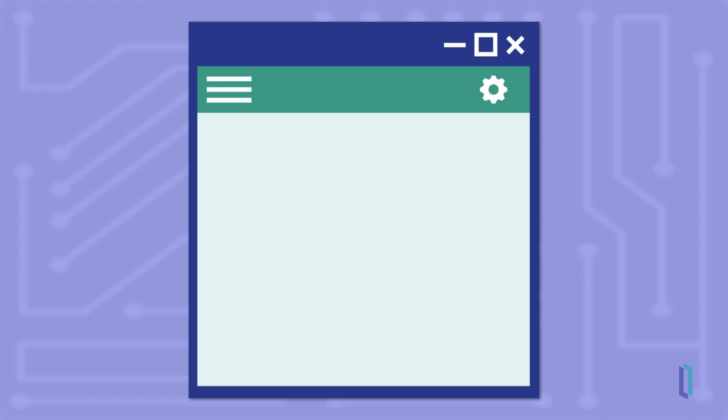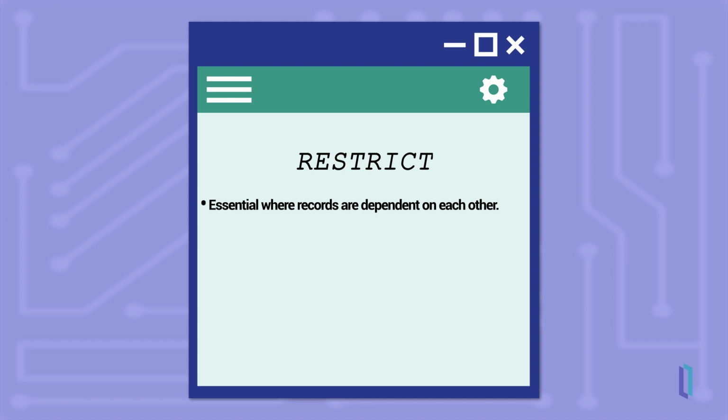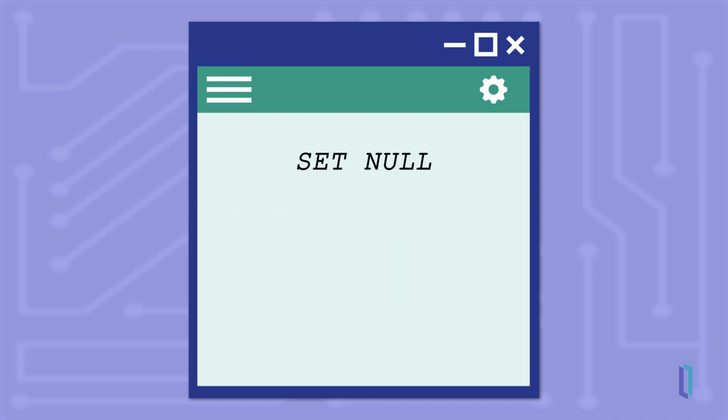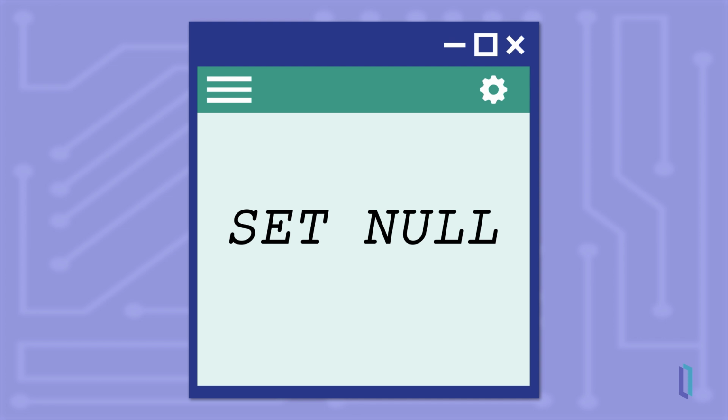On the other hand, the Restrict option is essential in scenarios where records are critically dependent on each other. For instance, in a corporate environment, Restrict would prevent the deletion of a department if there are still employees assigned to it. Set Null can be used in situations where links between records are not mandatory, but it's important to preserve the integrity of the remaining data.